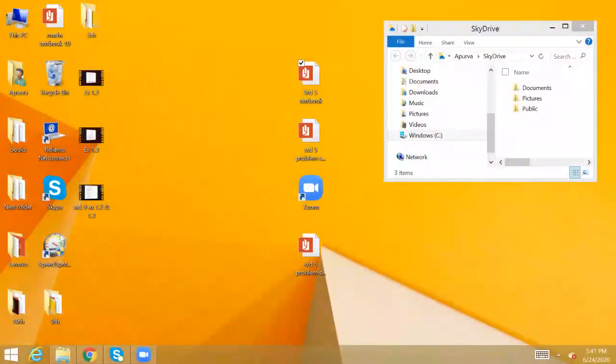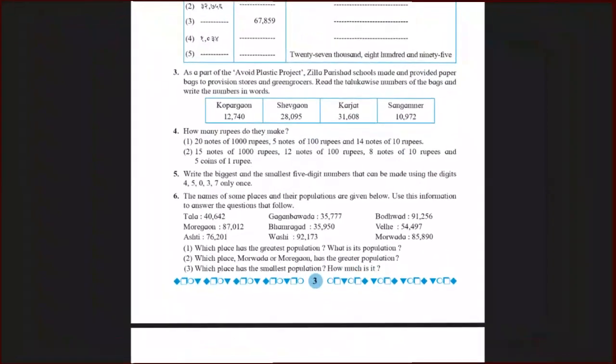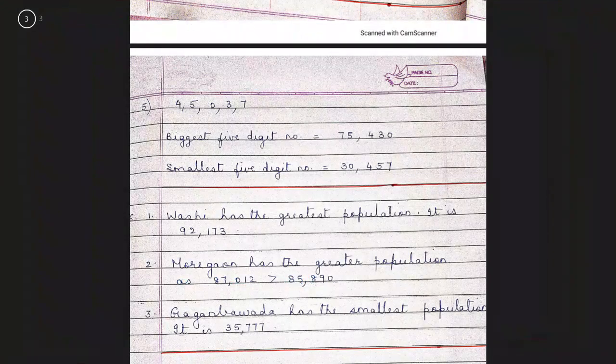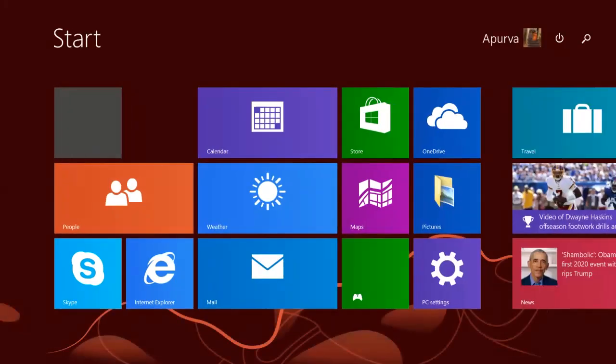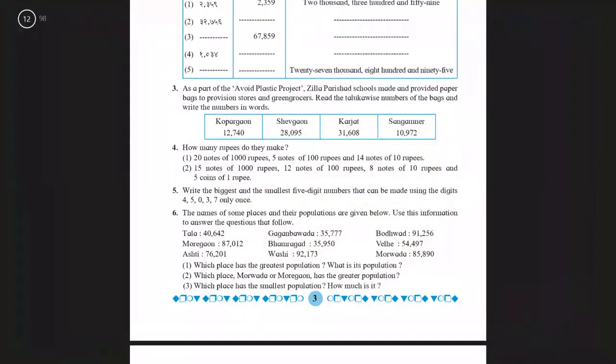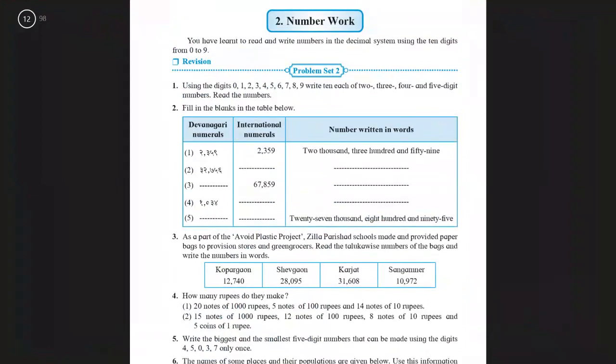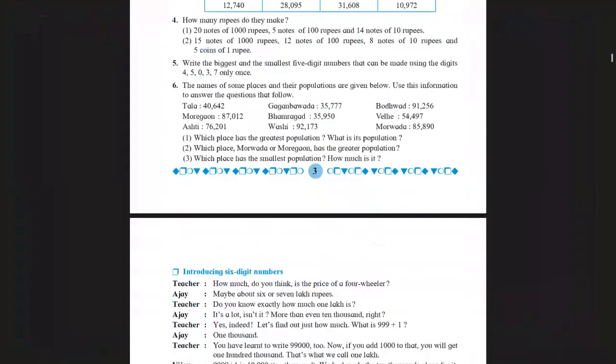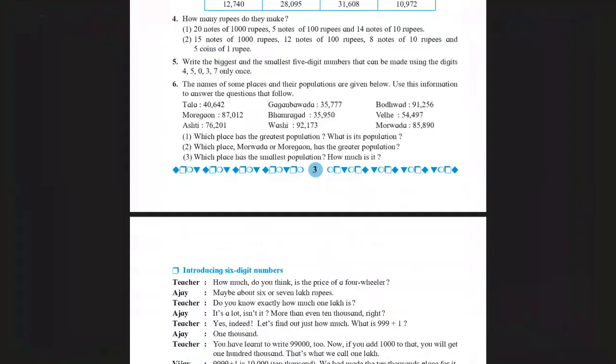Now, I have done this here. I have written the answers for it as I have explained to you just now. So you can go through it and write it down. Okay. With that, we finish with the first exercise, that is your problem set 2, which was just a revision of what you had learned last year.